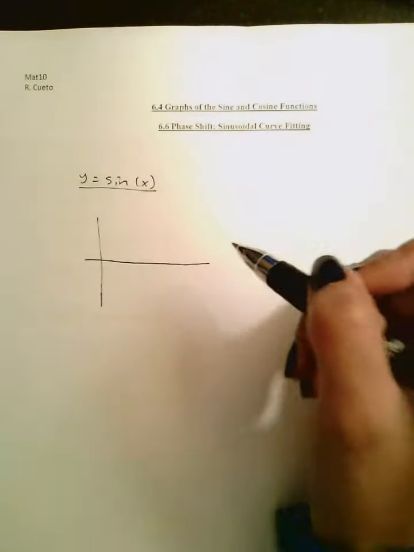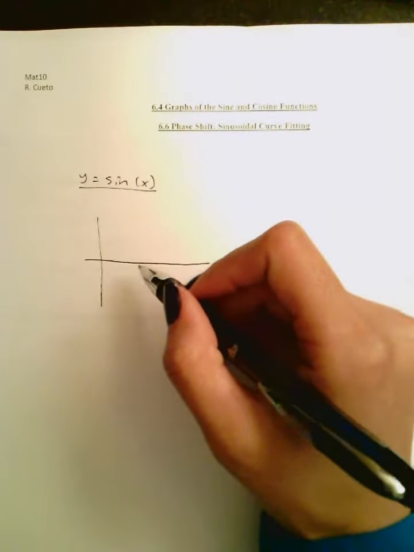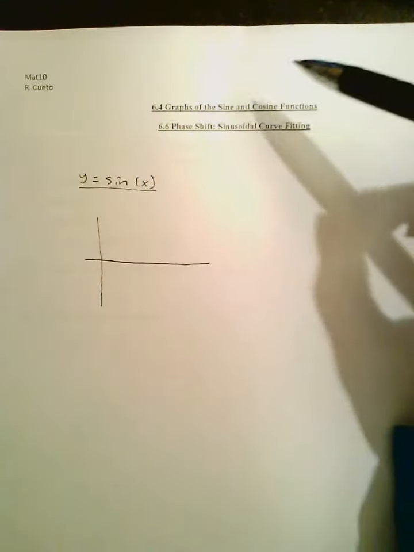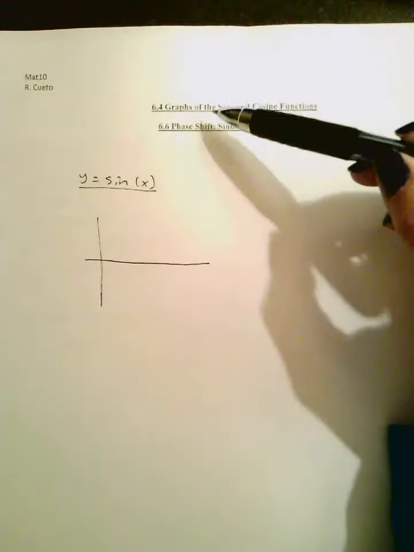We're going to go ahead and graph the sine function and the cosine function in section 6.4 and 6.6. So we're going to work with graphs of the sine and the cosine function, and then we're going to do phase shifting and sinusoidal curve fitting as well.